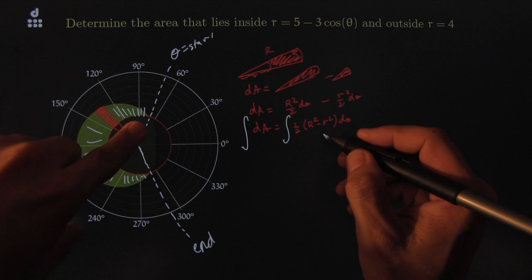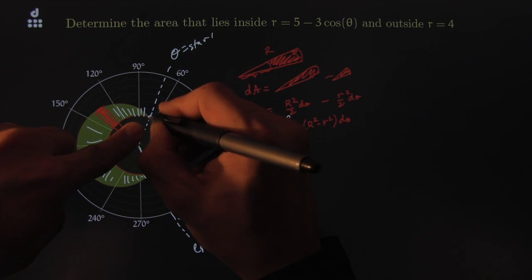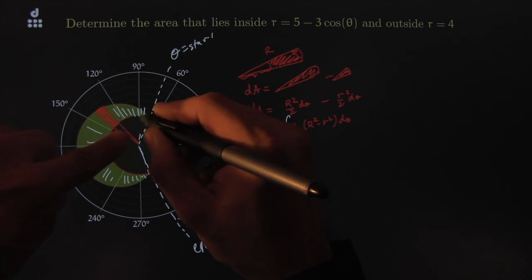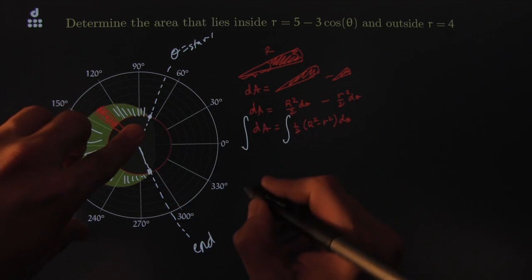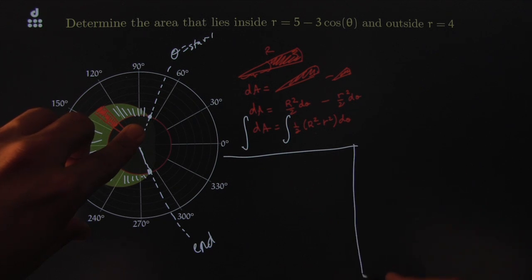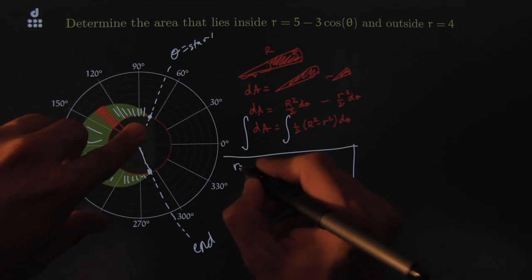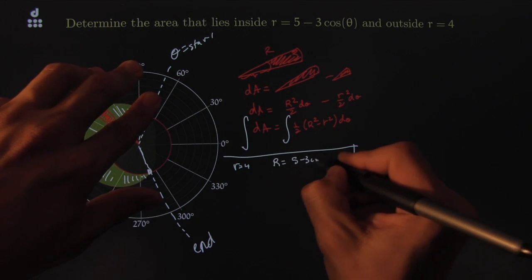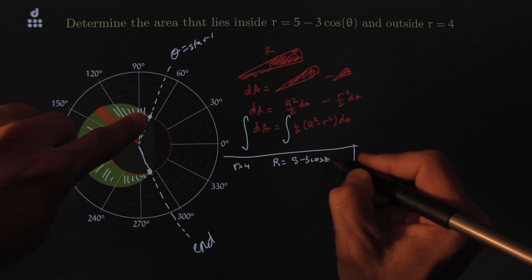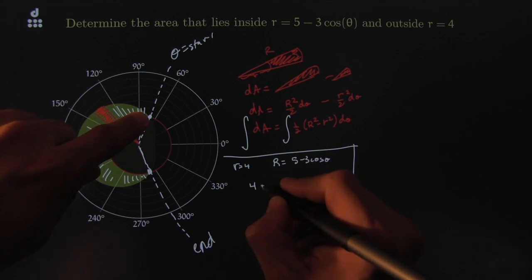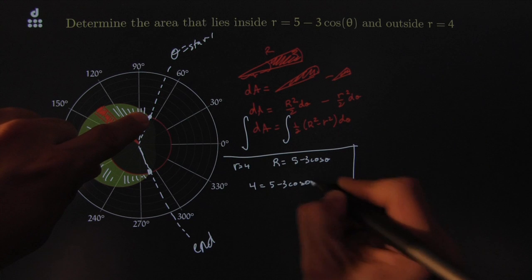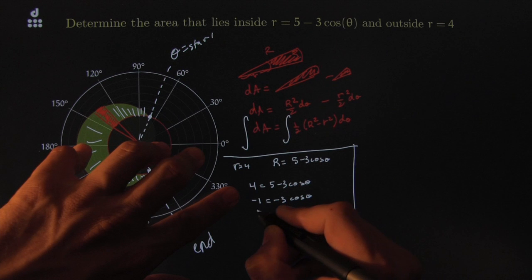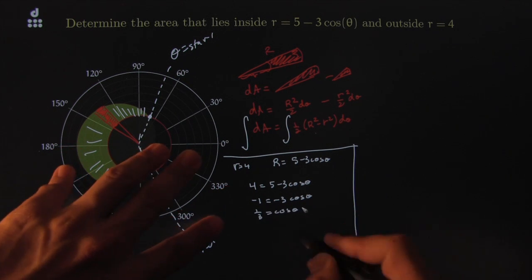Now to find those angles, you should make note of what characterizes those points. These points are characterized by the fact that the two r's are equal to each other. That r intersects the other r. So here, make a little box. Let's find some limits of integration here. r is equal to 4 on the one hand, and the big R is equal to 5 minus 3 cosine theta. At this point, they meet. At that point, they are equal. So 4 is equal to 5 minus 3 cosine theta. Therefore, negative 1 is equal to negative 3 cosine theta. Therefore, 1/3 is equal to cosine theta.